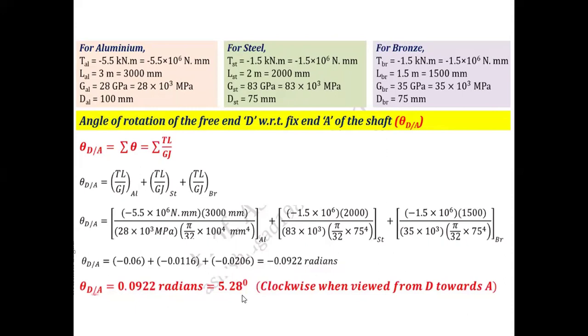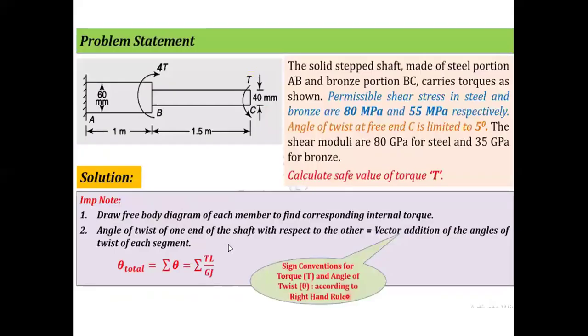So based on that sign, if it is clockwise or anti-clockwise, you can define that position. So we have theta value 5.28 degree for this arrangement. Okay. Now second part, suppose we have again a step shaft, which is made up of steel and bronze. Okay, and the value of permissible shear stress is given. Okay, and the question is to calculate that value of torque.